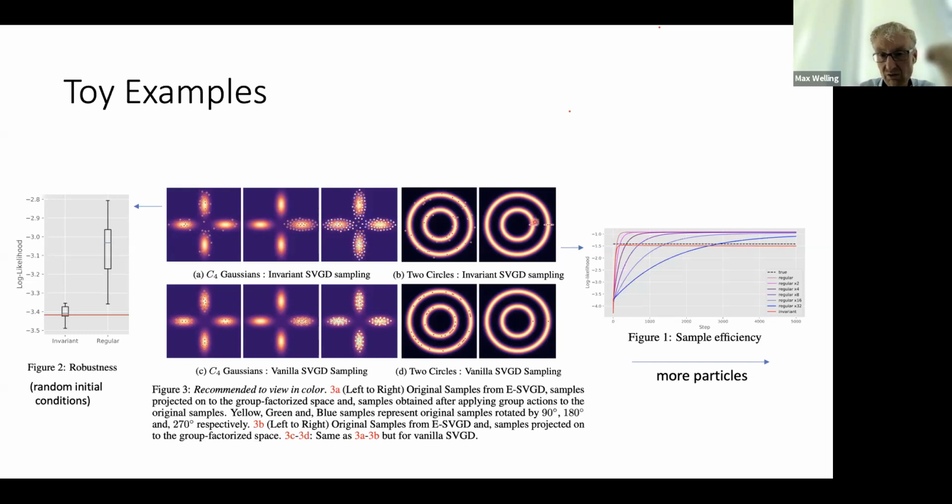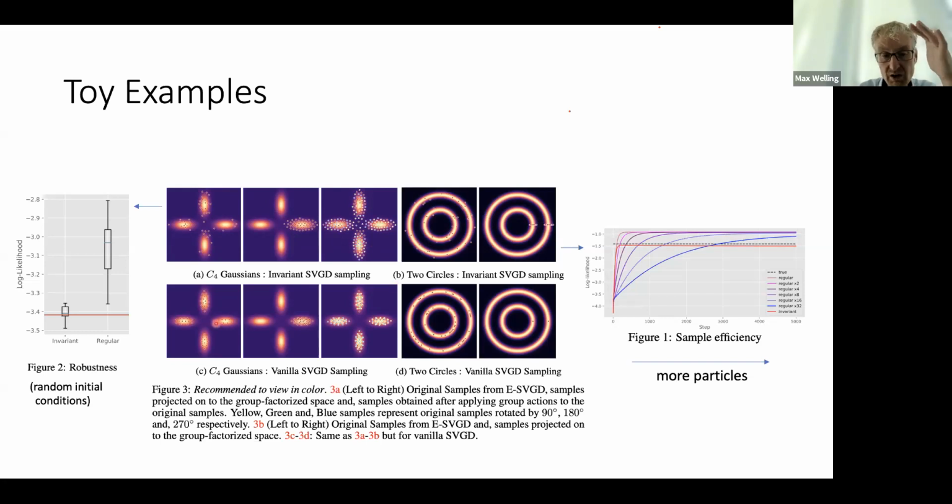The same thing goes for these two concentric circles. They go all over the place, but this particle sees this particle because of this equivariance, so they repel each other. And so you get a very nice distribution over these particles that represents the actual probability distribution.